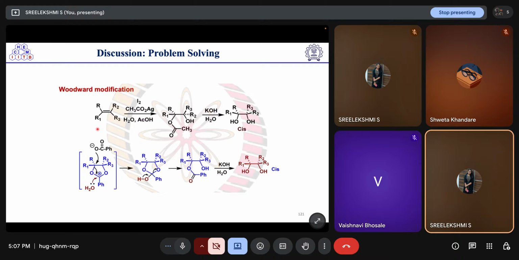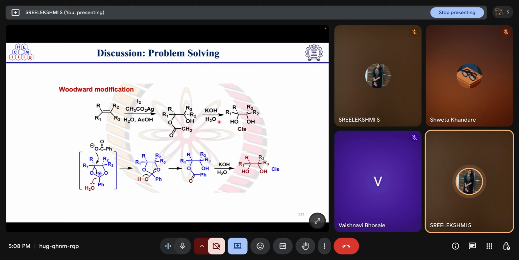So here, instead of forming this dibenzoate, we will be getting this kind of an intermediate. As we can see in this intermediate, this hydroxyl group is here, and one benzoate group is here. Then basic hydrolysis of this benzoate group will give alcohol here, which will give this cis diol.